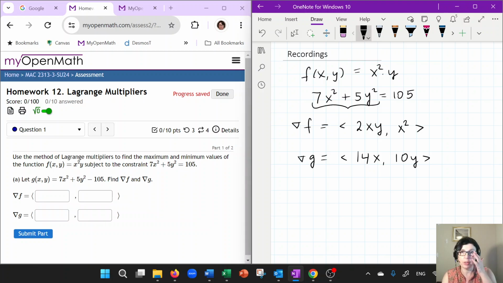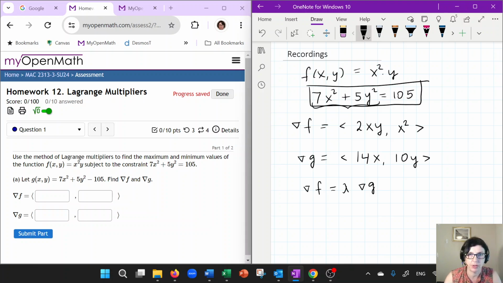All right, so the method of Lagrange multipliers says that the gradients should be proportional to each other. So there is this constant lambda, which is called the Lagrange multiplier, so that the gradients are multiples of each other. And also the points, wherever the solutions are, they also have to satisfy the constraint. So you have to be on that ellipse, 7x squared plus 5y squared equals 105.